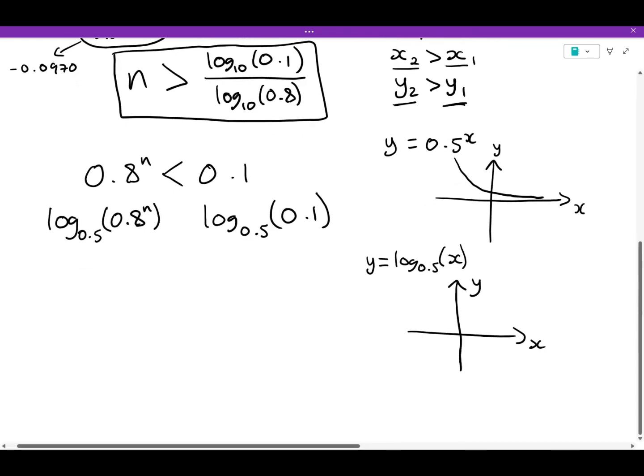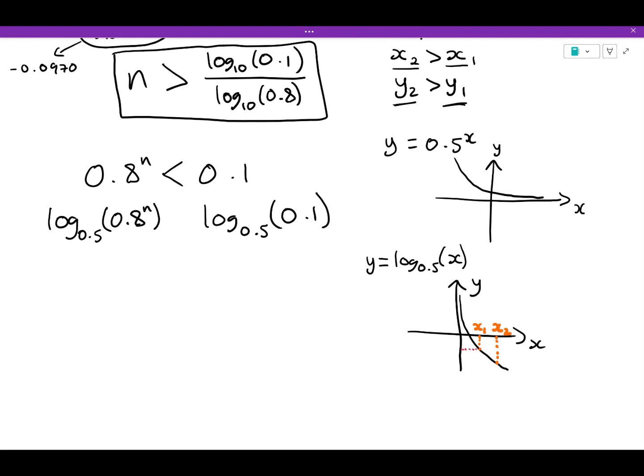Then our graph of y equals log base 0.5 of x is going to be a reflection in y equals x of that. So it's going to end up looking something a bit like this. Okay, so that would be my graph. Now, just like before, I'm going to take a couple of x coordinates on my graph. Let's go with this x coordinate here, which I'll call x1, and this one here, which I'll call x2.